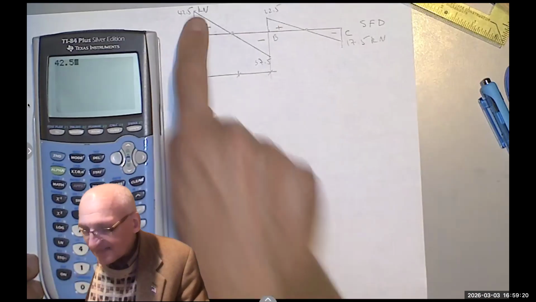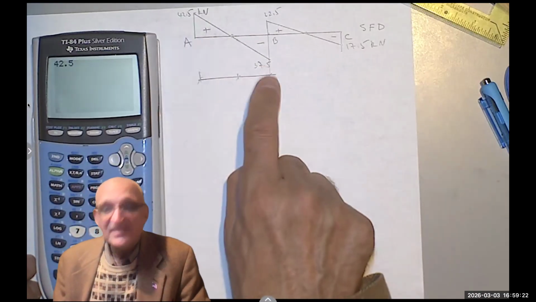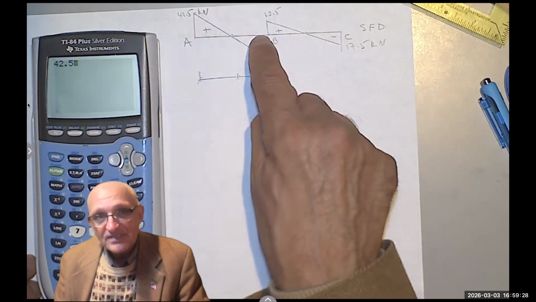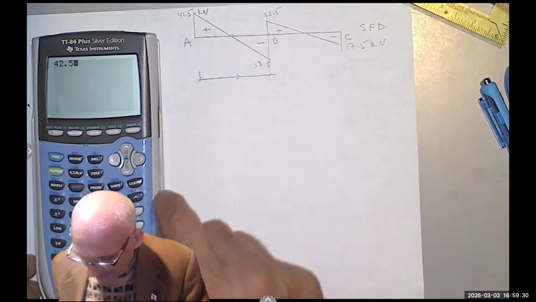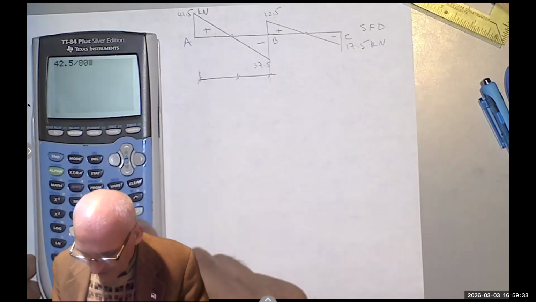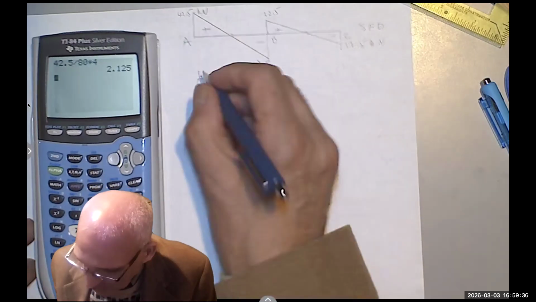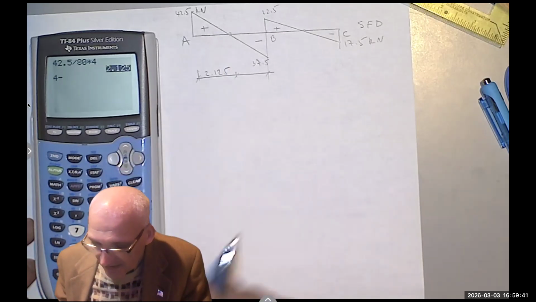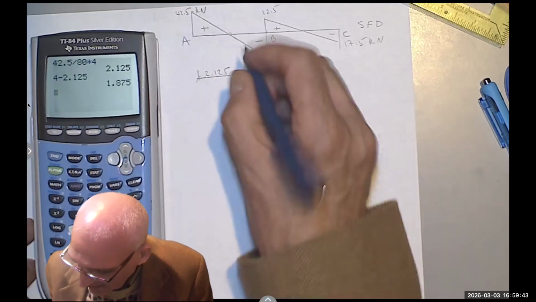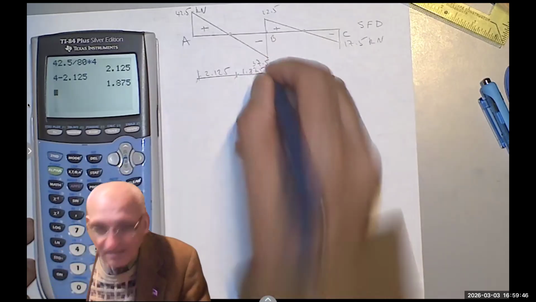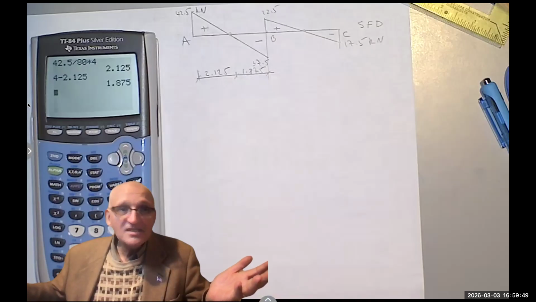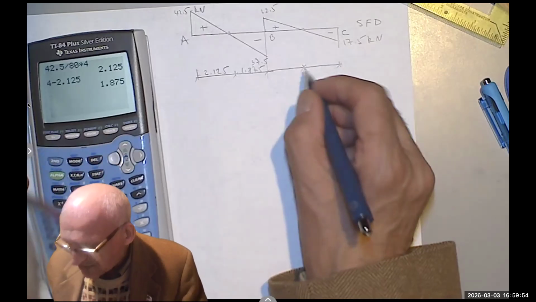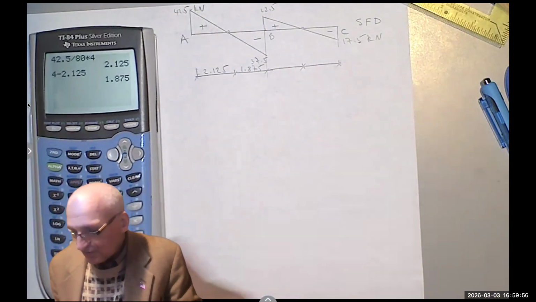42.5 divided by the sum of 42.5 and 37.5, which is 80. Remember, we had 20 kilonewton per meter times 4, which is 80. So divided by 80 times 4, it's 2.125. And then 4 minus that will give me 1.875, which is this part. That's how simple it is. It's much easier than having a function, integrating it, and doing this and that.